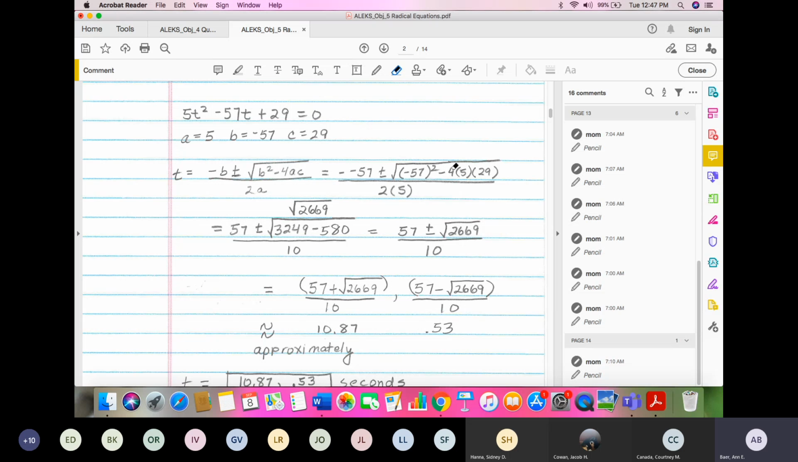Plus or minus the square root. b is negative 57. Put it in parentheses because you want to make sure you get the correct sign. You want negative 57 times negative 57. This exponent of 2 means you want 2 of these multiplied together. And if you didn't write in the parentheses, you might say it's negative 57 squared. You might call it negative 3,249, which is not the correct answer. It's actually positive. So let me take a little drink.